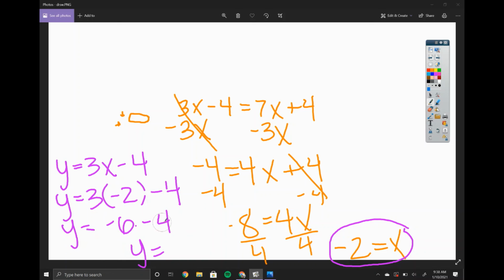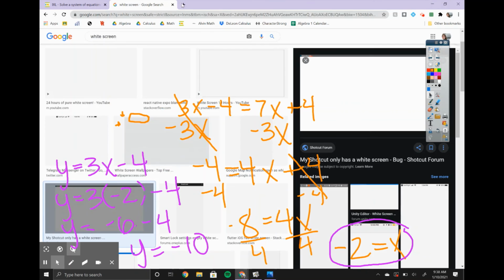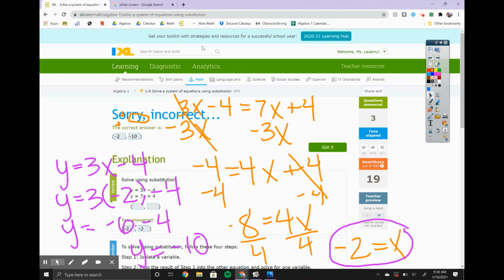And then that would mean negative 6 minus 4 would equal negative 10. So I did everything correctly. I just rewrote the problem wrong. But that is how you would do it. And that should be all of the IXL.